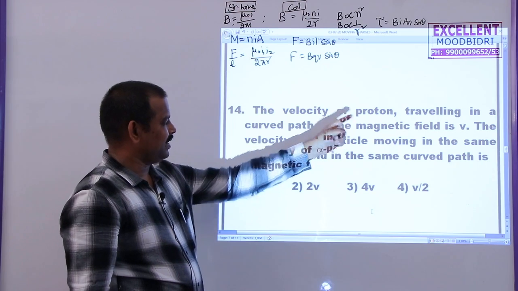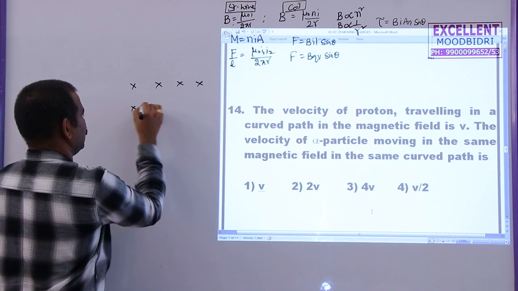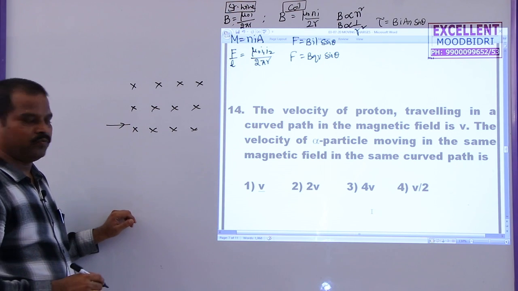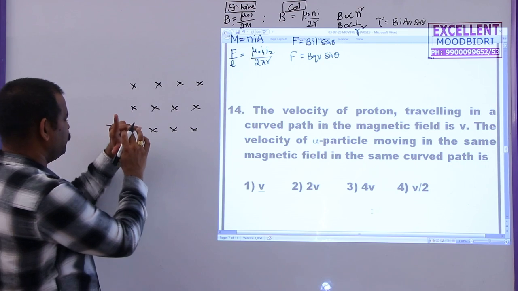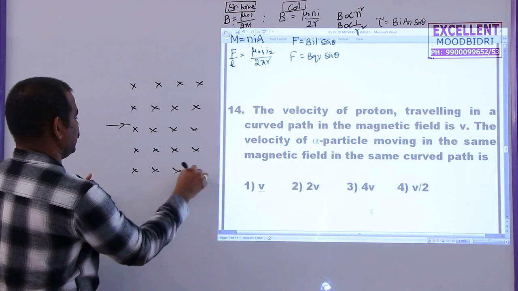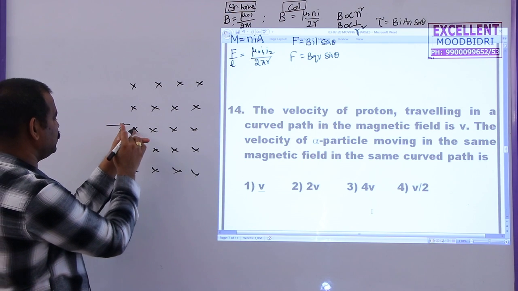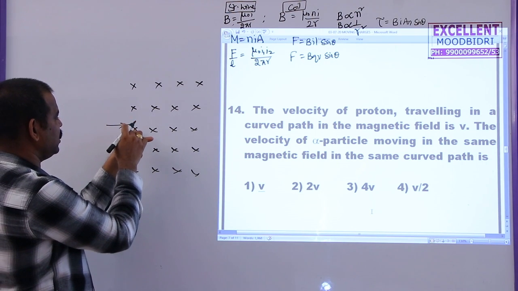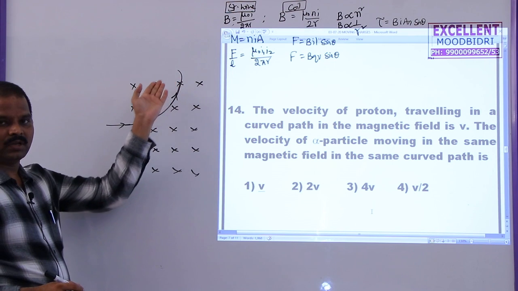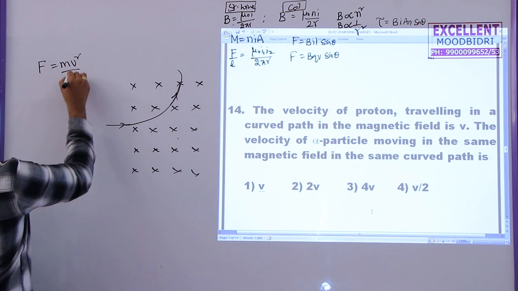14. The velocity of a proton traveling in a curved path in the magnetic field is V. When a charge enters a magnetic field, let us say this is a magnetic field acting into the board. If a charge enters here, according to Fleming's left hand rule, it will experience a force downwards. For this charge here, the field is acting into the board, the charge is entering like this, and the force will be experienced by this charge in the upward direction. So this will move in a circular path. Who is providing the centripetal force for this charge to move in a circular path? That is nothing but the magnetic field. So F is equal to mv square by r.